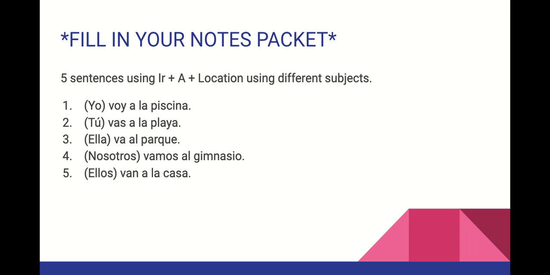Notice for number 3, if you're going to a masculine location, and we've already done this, you have to combine a and el and make it al. Okay, so ella va al parque, not a el parque. If it's feminine, you write it out as it is, like la piscina, la playa. If it's a masculine location, so el parque or el gimnasio, you have to make the el into al. Okay, so number 4, same thing. Nosotros vamos al gimnasio. And then número 5, ellos van a la casa. That one's feminine, so you can write it out normally.